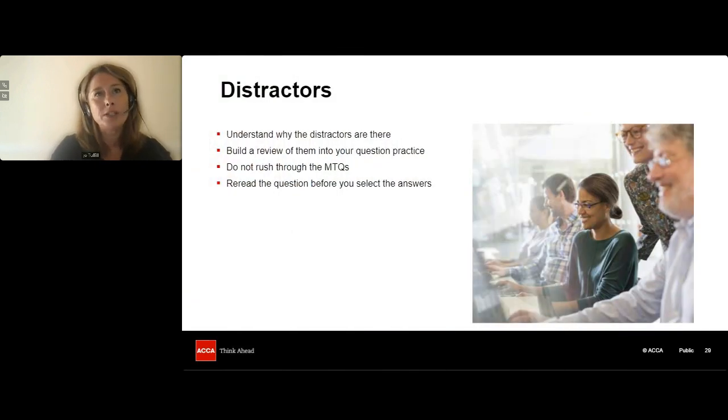Distractors I've always mentioned. You need to understand why they're there. The reason they're there is because they're common errors, so you're likely to make that common error and therefore pick the wrong answer. So you need to build a review of them into your question practice, and therefore you're more likely to spot them. The key, though, is to not rush through the multiple choice ones, because that is one of the key reasons for failure. You need to make sure you reread the question, probably twice, before you select the answer, because you may spot the error, like for instance, the total market value was required and not a single market value of a loan note. So really important to do that.